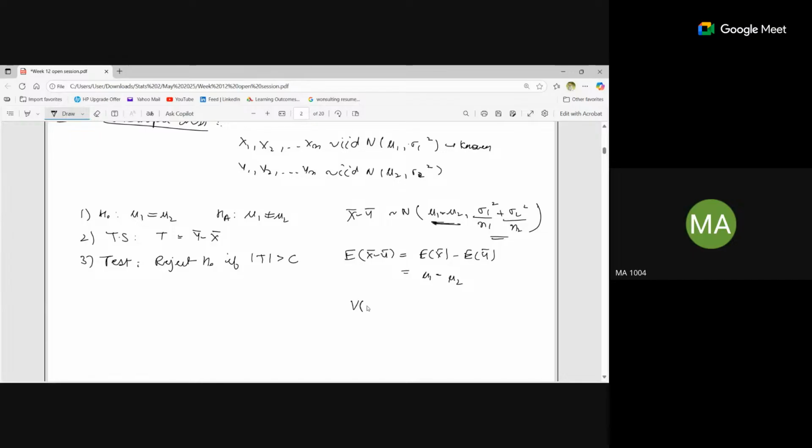Now similarly, the variance of x bar minus y bar. This would be the variance of x bar plus the variance of y bar. Correct? Yes. So the variance of x bar would be sigma 1 square divided by n1. Ma'am, in the LHS you have written variance of x bar minus y bar, so it will be squared, right? Minus 1 squared will be plus 1.